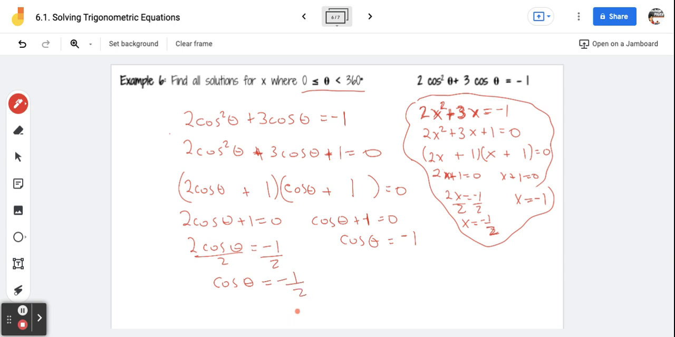All right, and so now I just have to figure out what angles in degrees give me a cosine of -1 or a cosine of -1/2. Now cosine equals -1/2, that is a common one. That should trigger you to think, oh, I need to go to my circle, because that's one I know. I can give an exact answer for it. I don't need a calculator for that one.